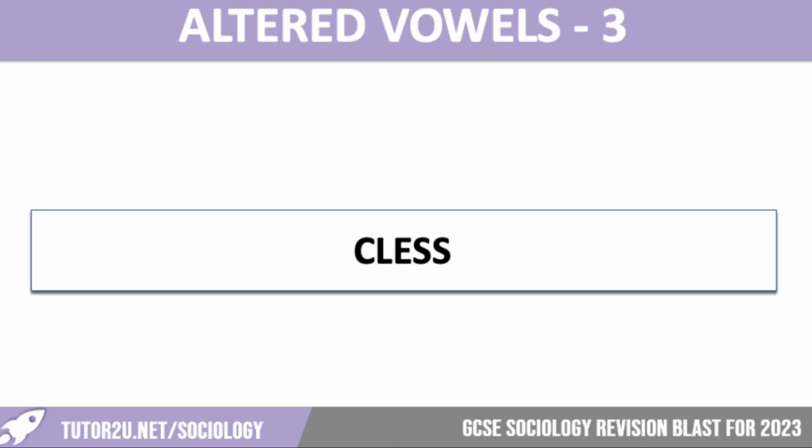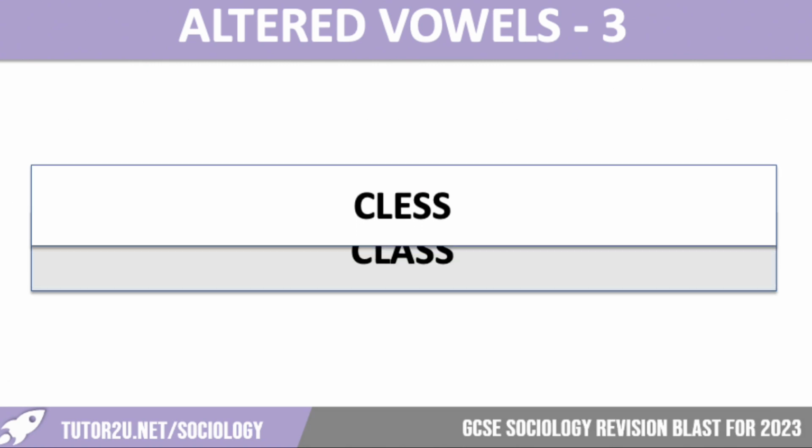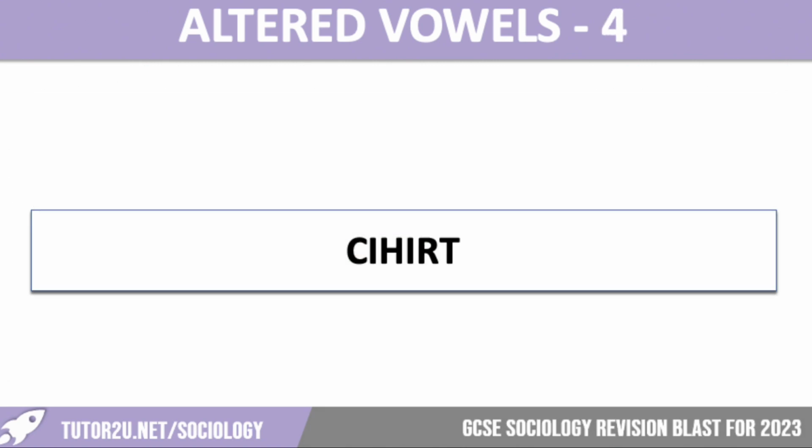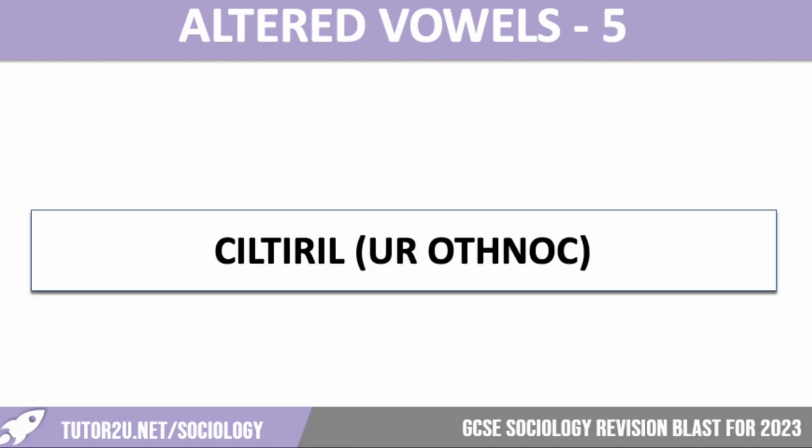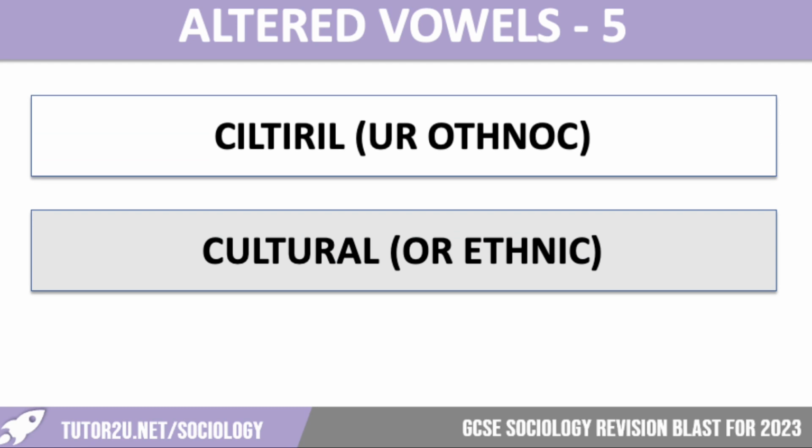Number three. Nice and easy, hopefully, this one. It is, of course, class. Number four, let's reveal, it is cohort. And number five, okay, which one are we missing? Let's reveal the answer. It is cultural or ethnic. Well done if you got those correct.